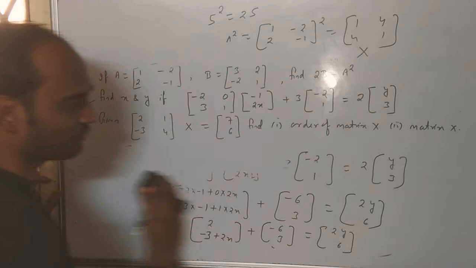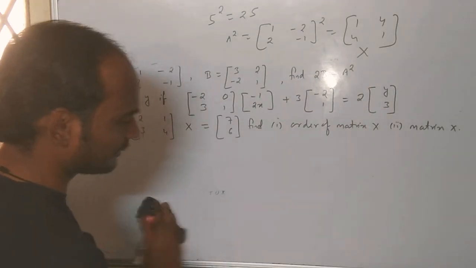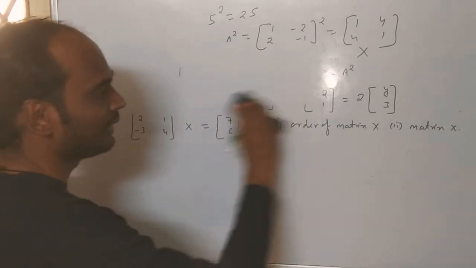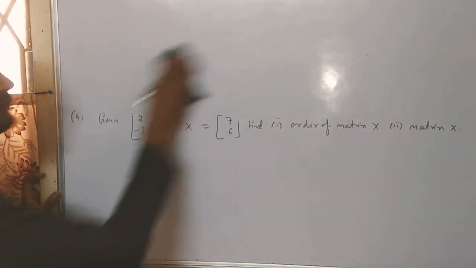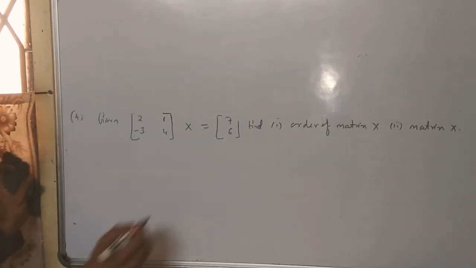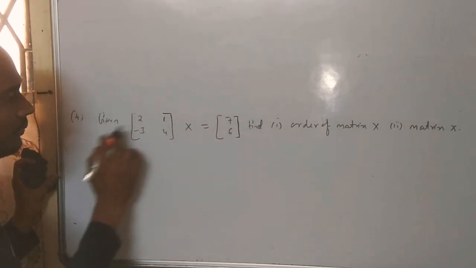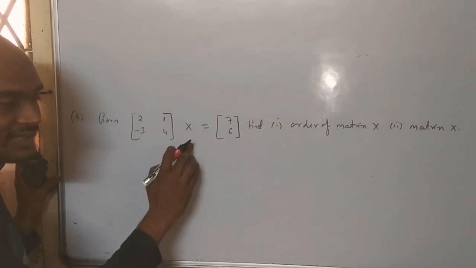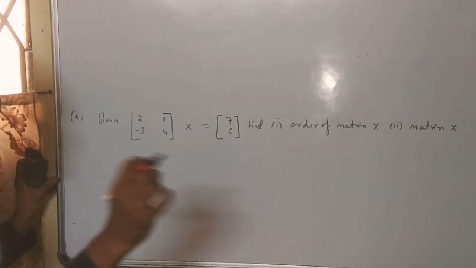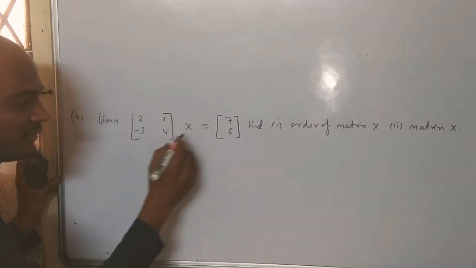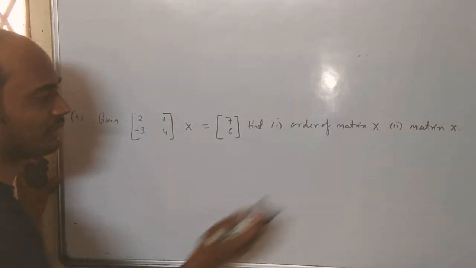Now see the fourth question, which is most important for you. In the board exam a question like this also comes, where it is asked to find the order of a matrix. Then we have to find the matrix X. Here in the question, this matrix is multiplied with matrix X. See, capital X means this is a matrix, small x means that is the variable. So equals to this, find the order of matrix X. First we need to find the order of matrix X, then we have to find matrix X.